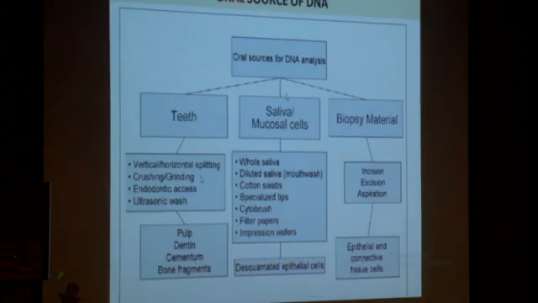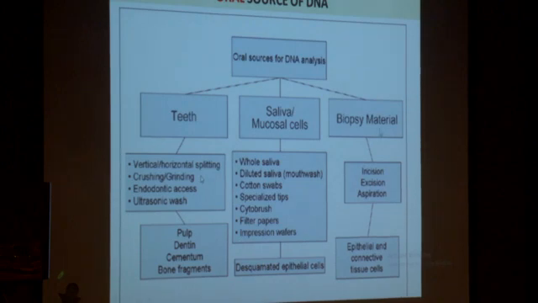So what are the oral sources from where DNA can be retrieved? It can be retrieved by teeth, by saliva, or by biopsy. How do you retrieve from teeth? The easiest method is to go for an endodontic access to remove the pulp, from which the DNA can be extracted. From saliva, the easiest way would be to use a micropipette or a filter paper.